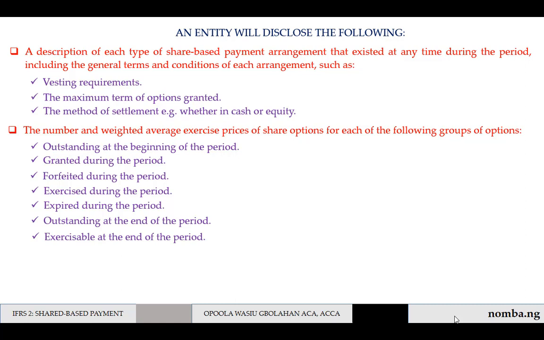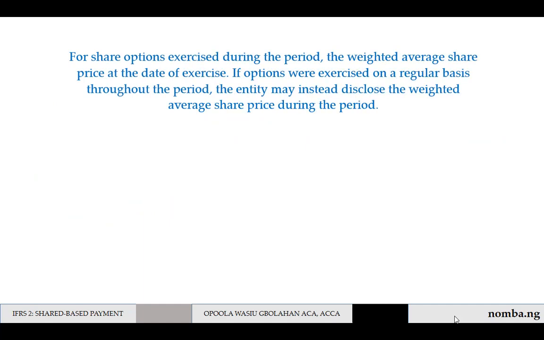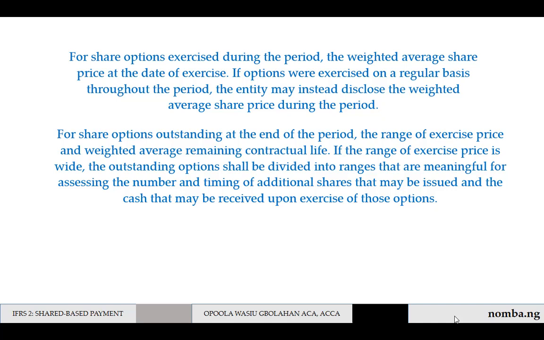And also, for share options exercised during the period, the weighted average share price at the date of exercise must be disclosed. If options were exercised on a regular basis throughout the period, the entity may instead disclose the weighted average share price during the period. And for share options outstanding at the end of the period, an entity must disclose the range of exercise prices and the weighted average remaining contractual life.